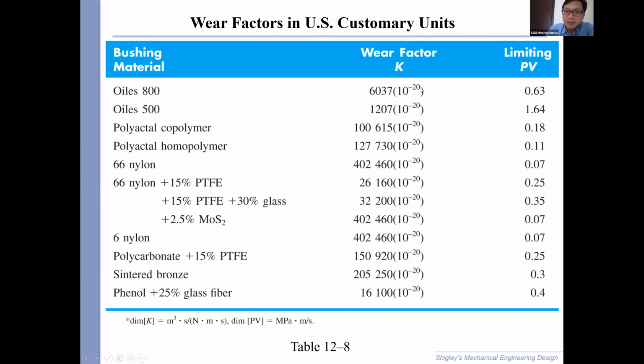Here's some bushing material. Wear factor is how fast it will wear, how soft it is basically. You got nylon, PTFE is Teflon, some combination with glass fiber maybe to strengthen it a bit. Not sure what this MOS is. I think it's molybdenum. Molybdenum, yeah. Okay, got polycarbonate. Most common is just nylon, Teflon.